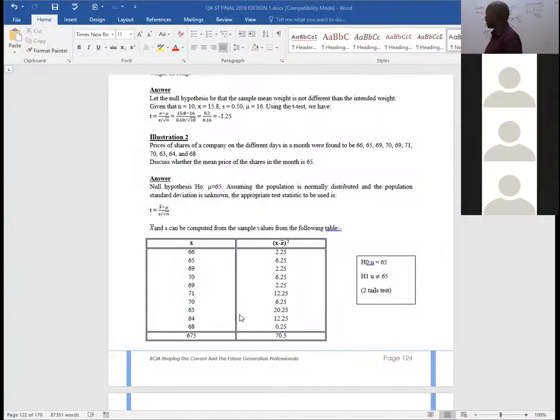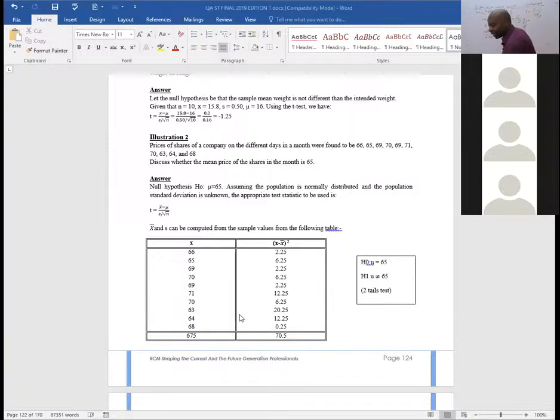So we have our X, we are simply tabulating this. X is 66, 65, 66, 65, 66, 65, 69, 70, 69, 70, 69, 70, 69, 71, 69, 71, 69, 71, 70, 63, 70, 63, 70, 63.